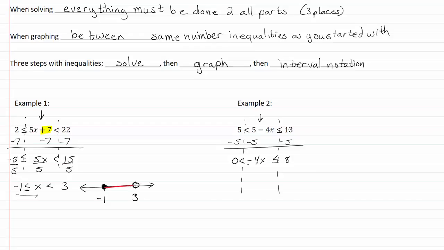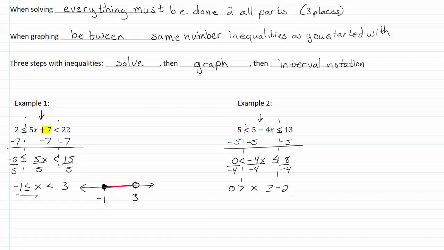Now we're going to divide by our negative 4. Now remember, if we divide by a negative, we have to flip the inequality. So we're going to flip the inequality. 0 divided by negative 4 is 0. My inequality is going to go the other direction. There's going to be our x. And then to change both of our inequality directions, we have 8 divided by negative 4 would be negative 2.